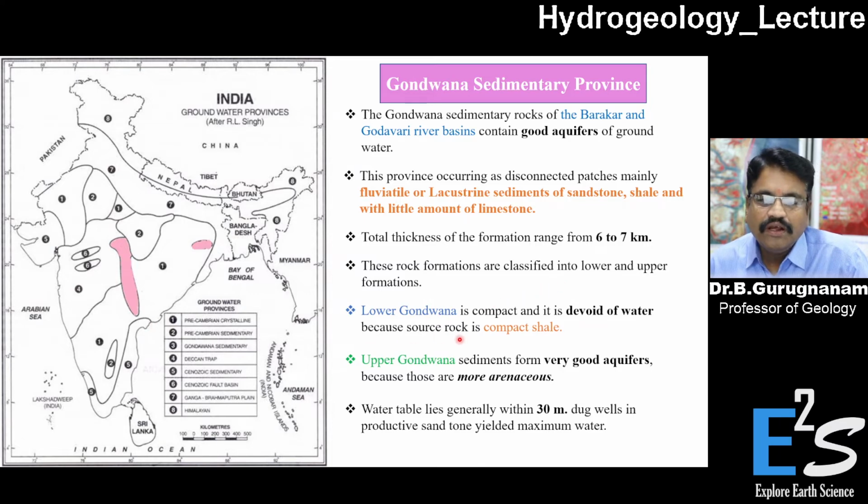Lower Gondwana is compact and devoid of water because it is compact in nature, composed of shale, so permeability is less. Upper Gondwana sediments are very good aquifers because they are more arenaceous. The water table is normally present here within 30 meters, and dug wells in productive sandstone yield the maximum amount of water here.